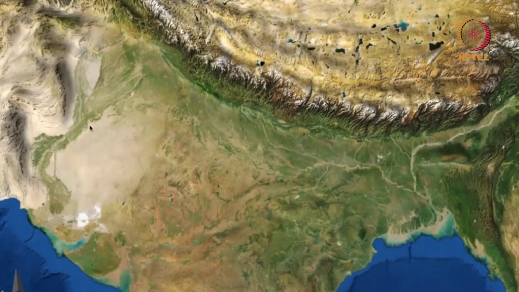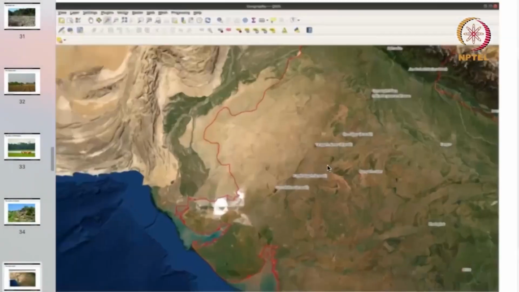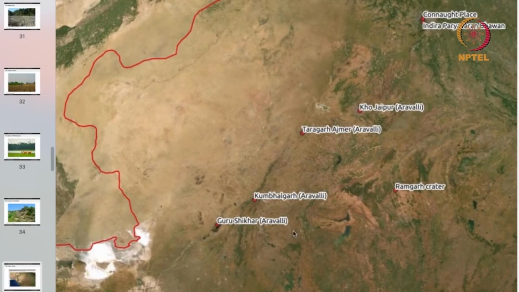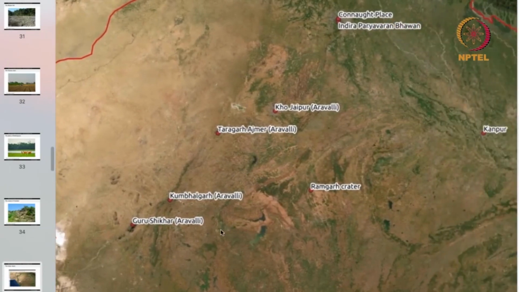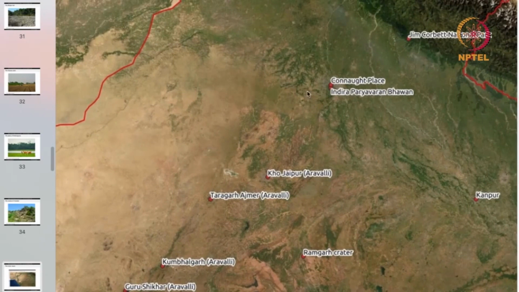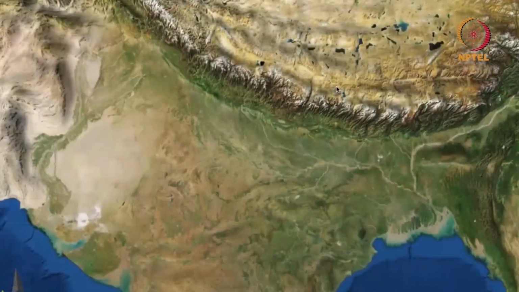Next we have the Indian desert, or the Thar desert. And in this area, we find the Aravalli hills. So these are different peaks of the Aravallis. We have Guru Shikhar, which is Mount Abu. We have Kumbhalgarh, which has the Kumbhalgarh fort. We have Taragarh, Ajmer, and we have Khojaipur. And these Aravallis continue to Delhi.